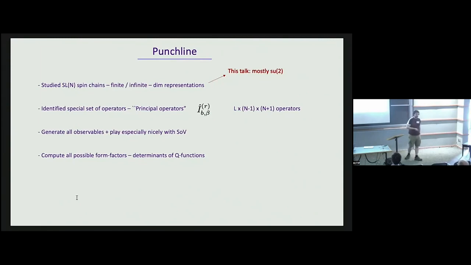So why do we care about these operators? Well, two reasons. First of all, they generate all possible observables of the spin chain. Okay, so if you know everything about these operators, in principle, you know everything. All right, secondly, they play especially nicely with separation of variables.